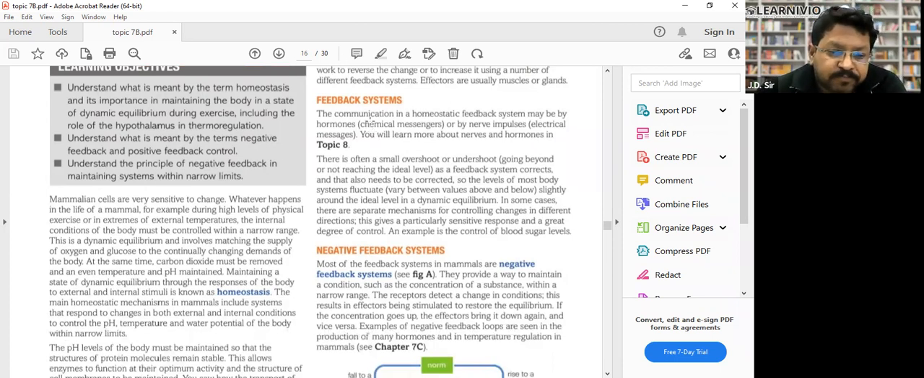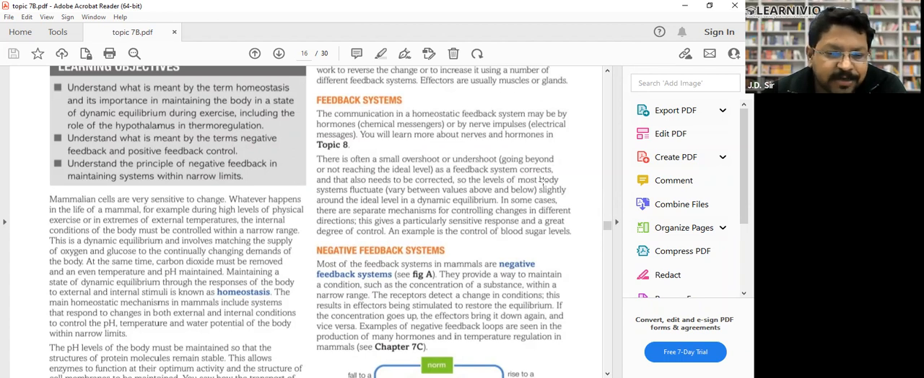The communication in a homeostatic feedback system may be by hormone, a chemical messenger, or by nerve impulse, an electrical message. You will learn more about the nerves and hormones in topic 8. There is often a small overshoot or undershoot, going beyond or not reaching the ideal level.